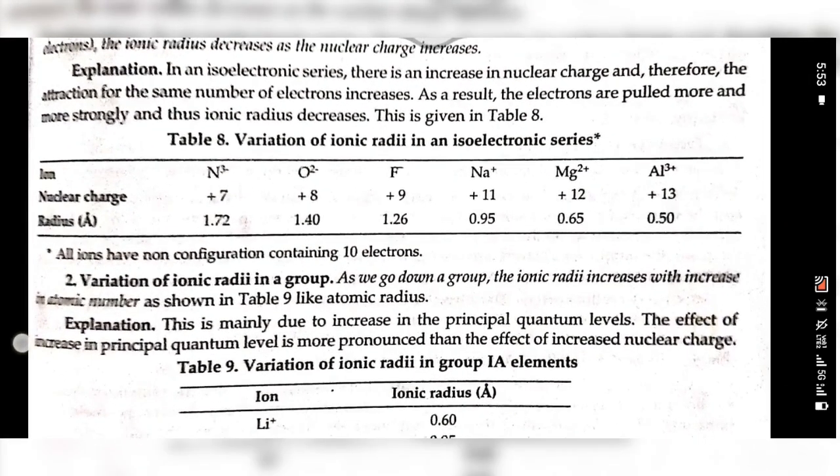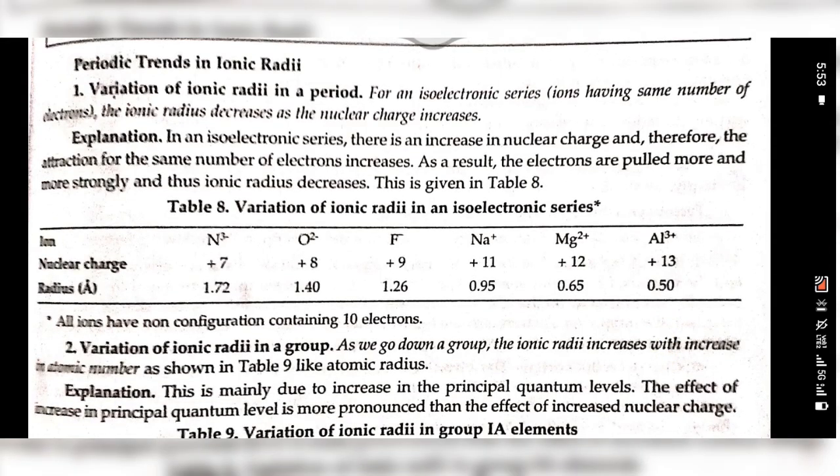Periodic trends in ionic radii. Variation of ionic radii in a period. For an isoelectronic series, ions having the same number of electrons, the ionic radius decreases as the nuclear charge increases. And this could be explained as in an isoelectronic series there is an increase in nuclear charge and therefore the attraction for the same number of electrons increases. As a result, the electrons are pulled more and more strongly and thus ionic radius will decrease.